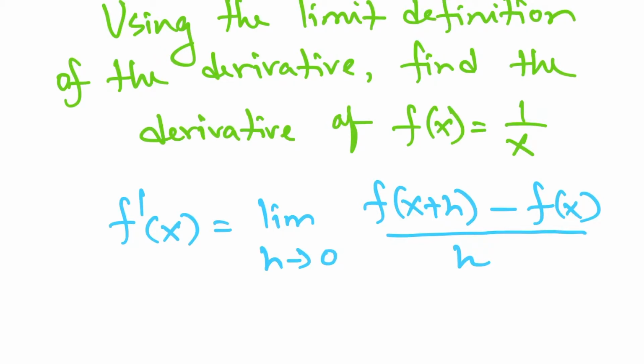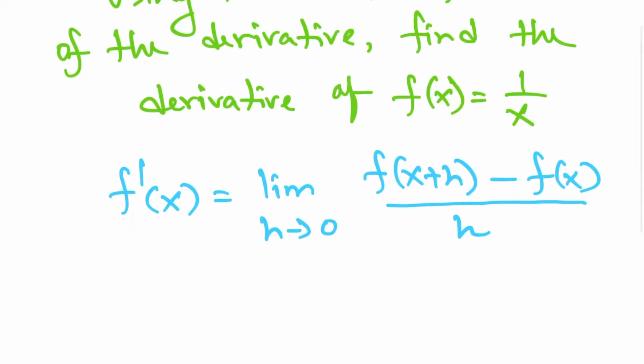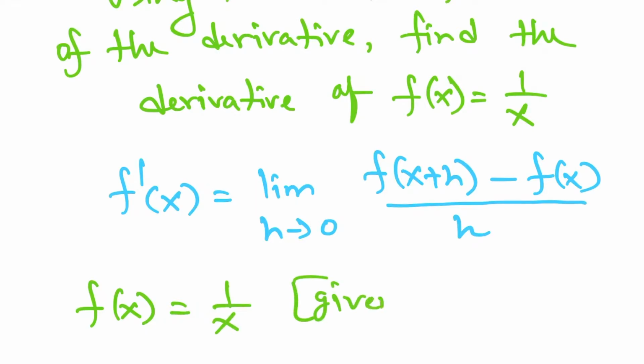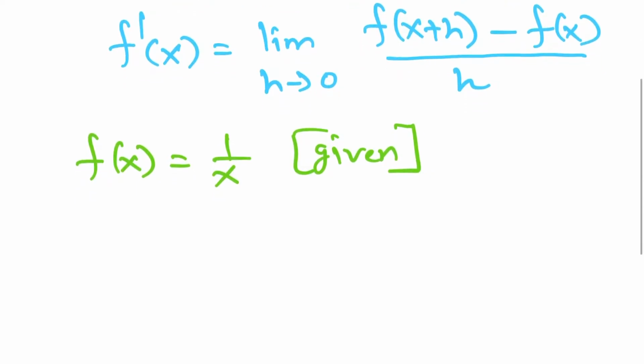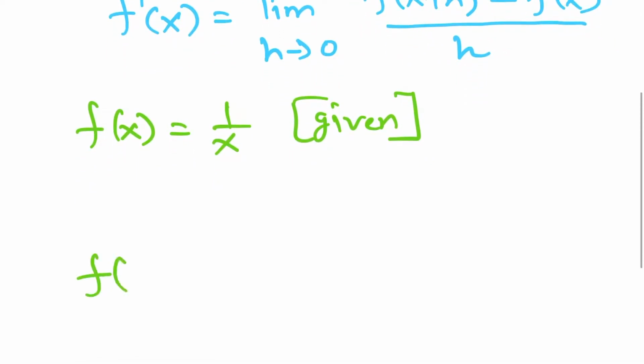Okay, so as you can see, we need the value of f of x and we need the value of f of x plus h, right? We already have the value of f of x, which is given to us. However, we don't know the value of f of x plus h, but we can find that out. So what is f of x plus h? The best way to find it is using a placeholder. So that's what I'm going to do.